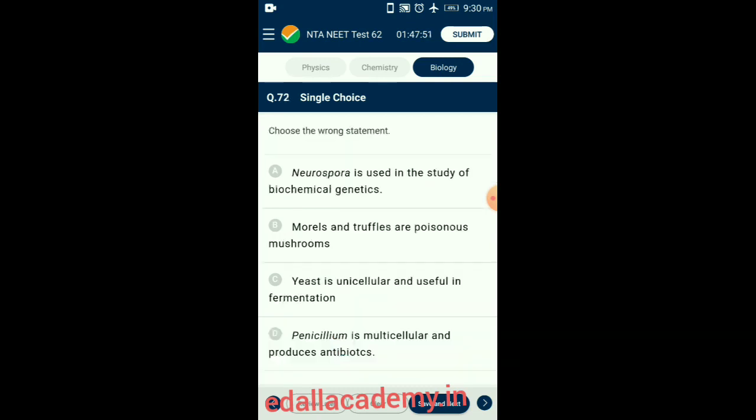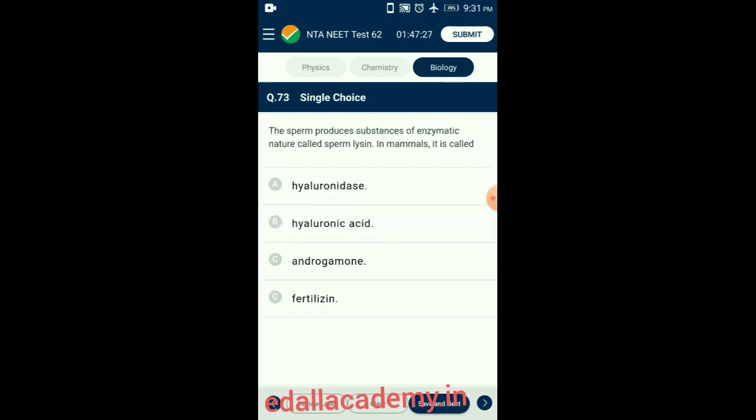Question number 72. Choose the wrong statement. Morels and truffles are edible fungi belonging to the class Ascomycetes. So the answer for this question is option B. Morels and truffles are poisonous mushrooms. That is the wrong statement.